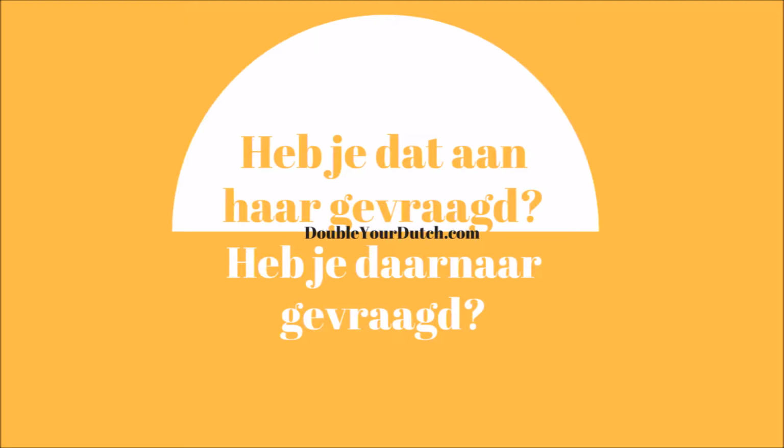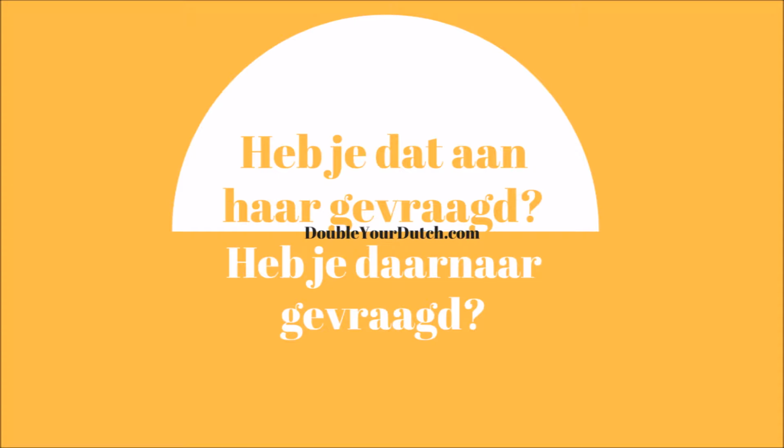Heb je dat aan haar gevraagd? Did you ask her? If you say, did you ask her, then you also add the word aan. Aan haar, aan hem, aan mij. You always use that. Heb je dat haar gevraagd? Heb je dat mij gevraagd? You could leave it out in these sentences actually, but it's normal not to. You would say, aan haar gevraagd. Did you ask her about it? So just use aan and then the pronoun.